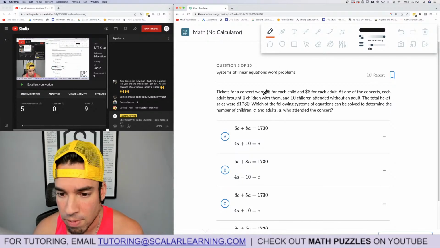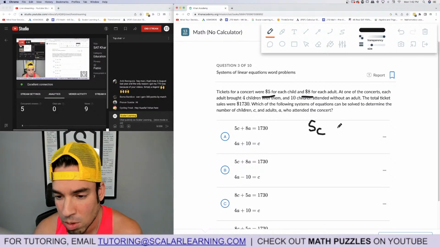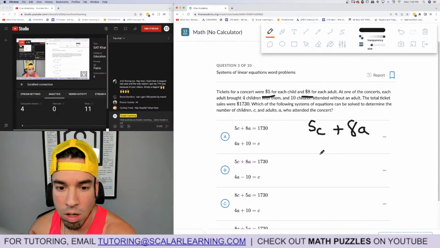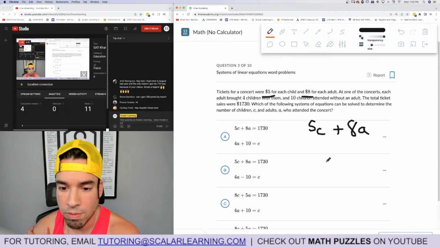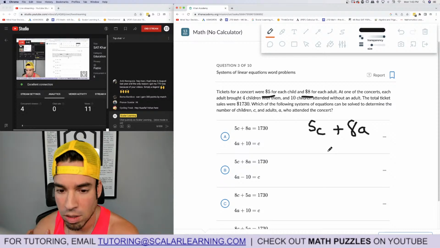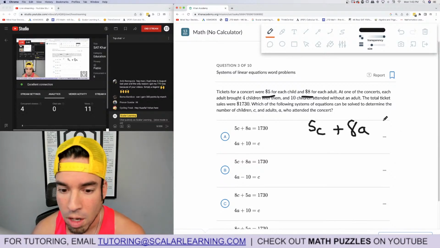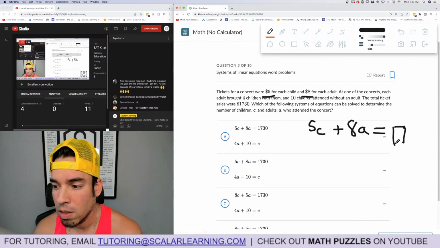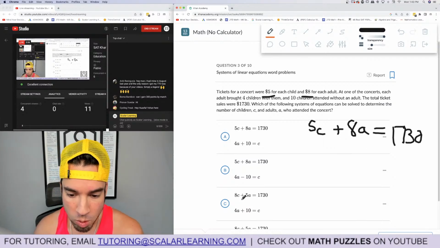Tickets for a concert were $5 for each child and $8 for each adult. Watch what I'm going to do. Immediately, I know they're setting up some system. 5 for children and 8 for adults. At one of the concerts, each adult brought 4 children with them, and 10 children attended without an adult. Okay, I'll get back to that. Total ticket sales were $1,730. So I know that 5 times the number of children plus 8 times the number of adults is $1,730. So we know we have that equation, which is A or B.